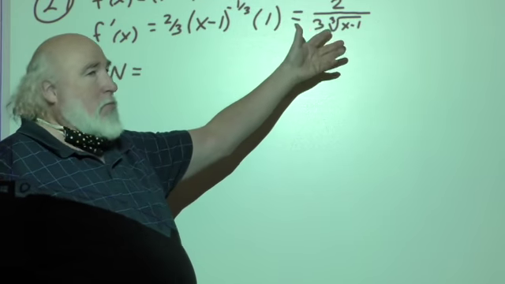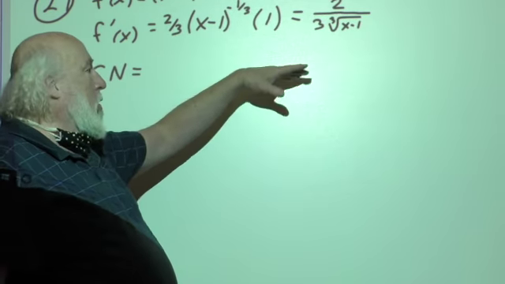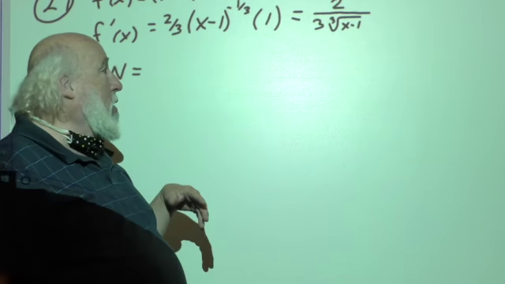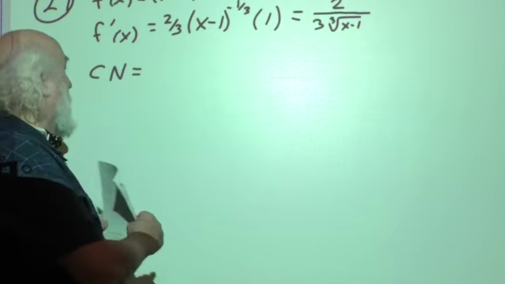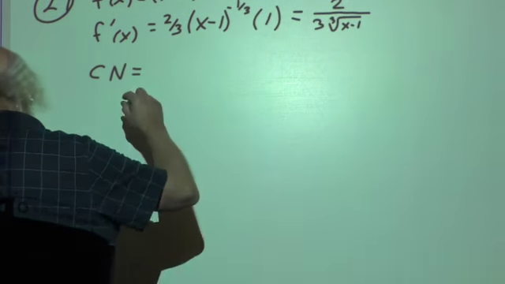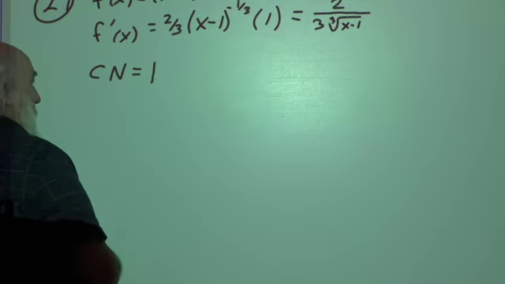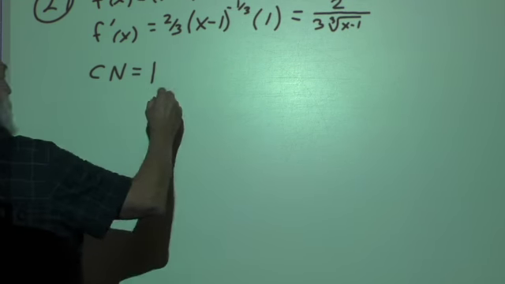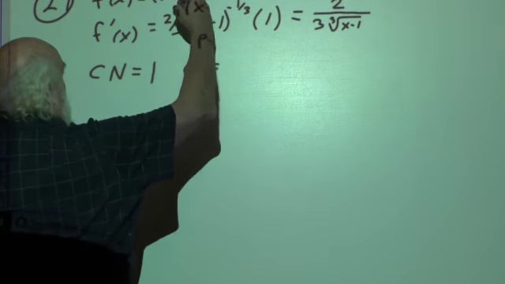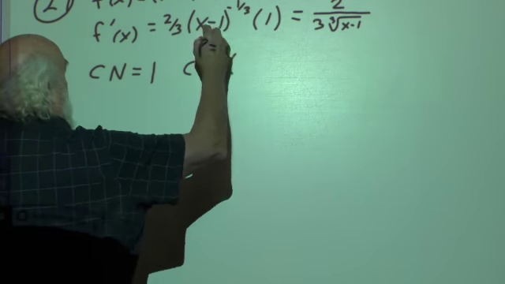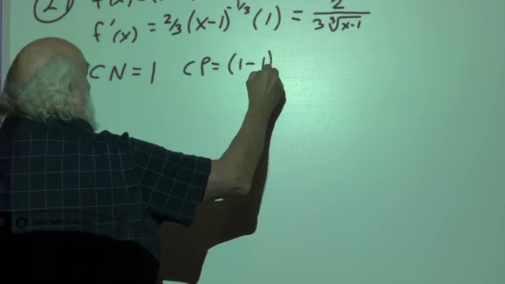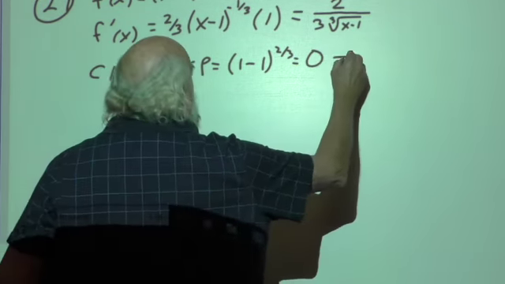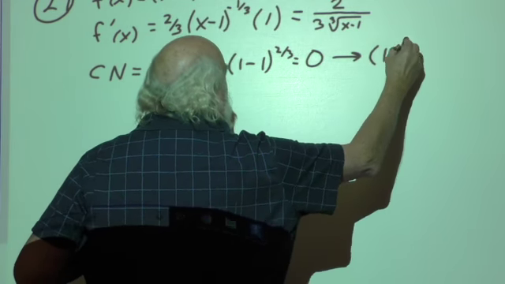Now, that doesn't mean that we're going to get a graph for that right there. But what it does mean, however, is that that will be a critical number here. And we only have one number for that, which is 1. That is our critical number. Then, the critical point, you just plug that 1 in right here, and that becomes 1 minus 1 to the 2/3 power, which is 0. So the critical point becomes 1 comma 0.